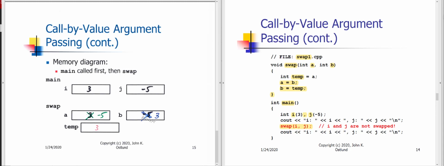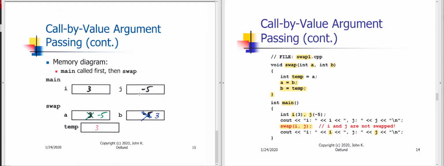But those variables are now gone from memory, and we come back to main and execute the next statement in main, displaying the value of i and displaying the value of j. And our swap function, despite its name, has not actually done anything to main's variables i and j.